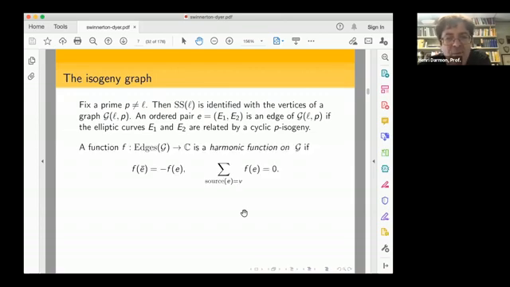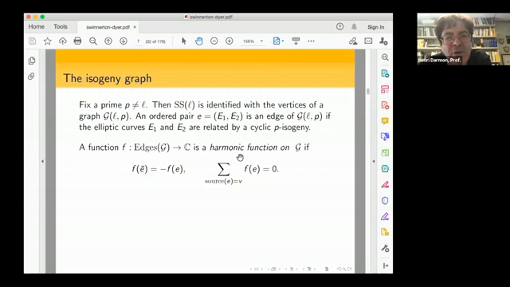And we say that a function on the edges of this graph is a harmonic function if so here I'm thinking of this graph really as an ordered graph, even though the relation of being P-isogenous is a symmetrical one. Okay, so if (E1, E2) is an edge on the graph, then so is (E2, E1), but I nonetheless want to treat these two edges as different edges on the ordered graph.